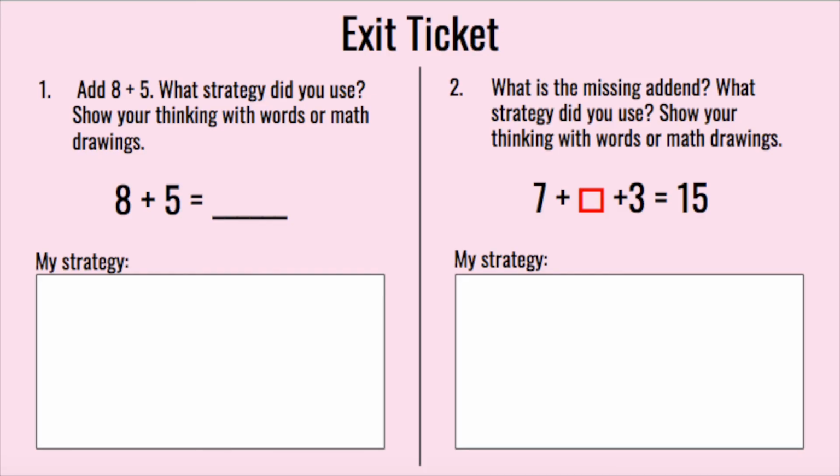Complete your exit ticket on a piece of paper and upload it to Class Dojo. Number 1. Add 8 plus 5. What strategy did you use? Show your thinking with words or math drawings. Number 2. What is the missing addend? What strategy did you use? Show your thinking with words or math drawings.